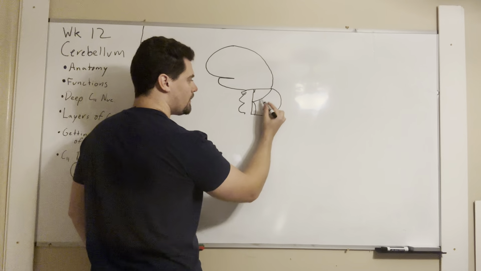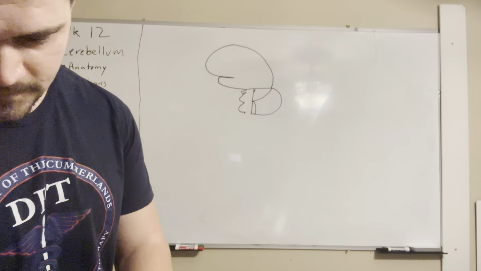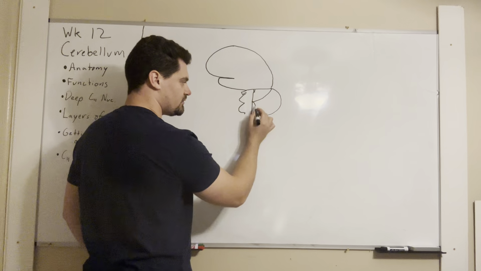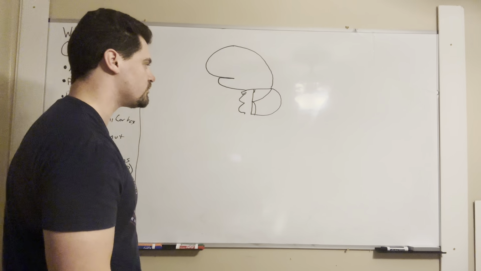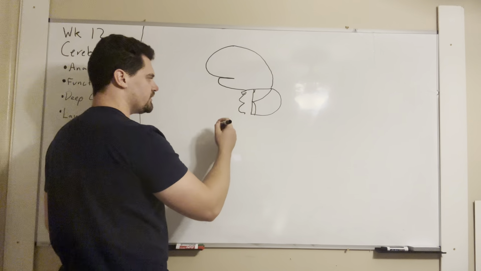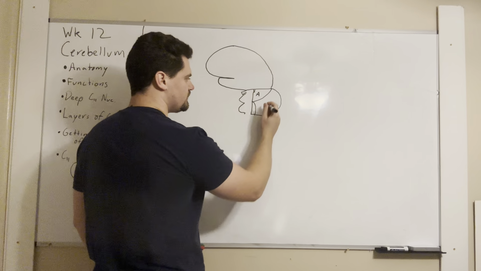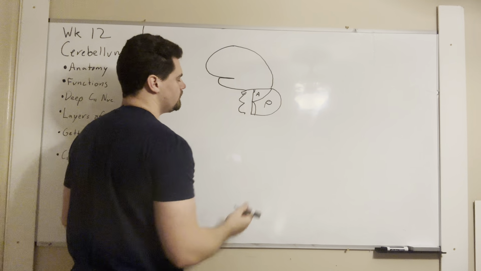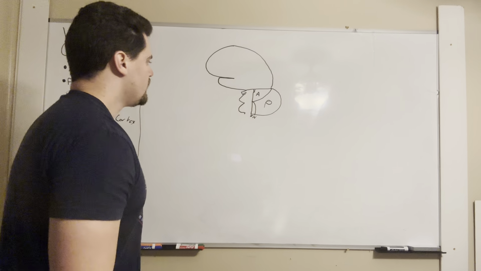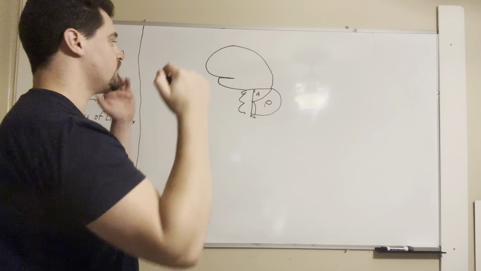Well, this is going to be the primary fissure. Yes, the primary fissure. I was just making sure I said that right. And then this little line is going to be the posterior lateral fissure. That's good and all that we understand that, but what are these lobes? Well, this is going to be the anterior lobe of the cerebellum. This big one back here is the posterior lobe. And then this one right here is the flocculonodular lobe. The primary fissure separates the anterior lobe from the posterior lobe.